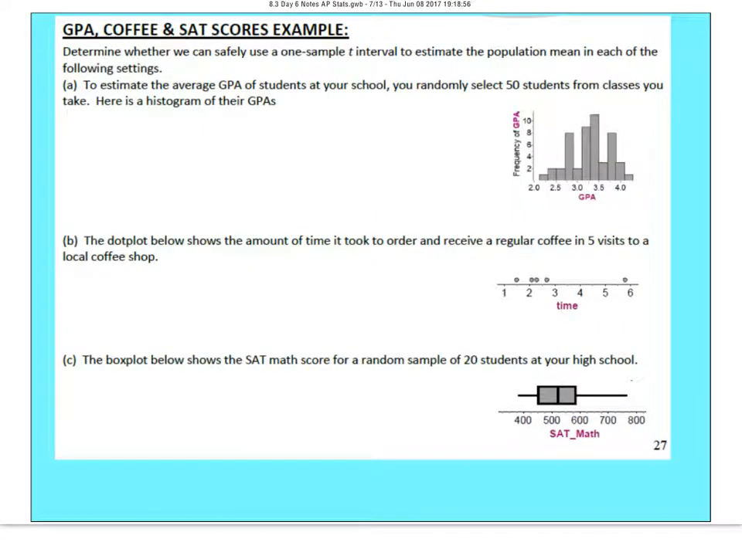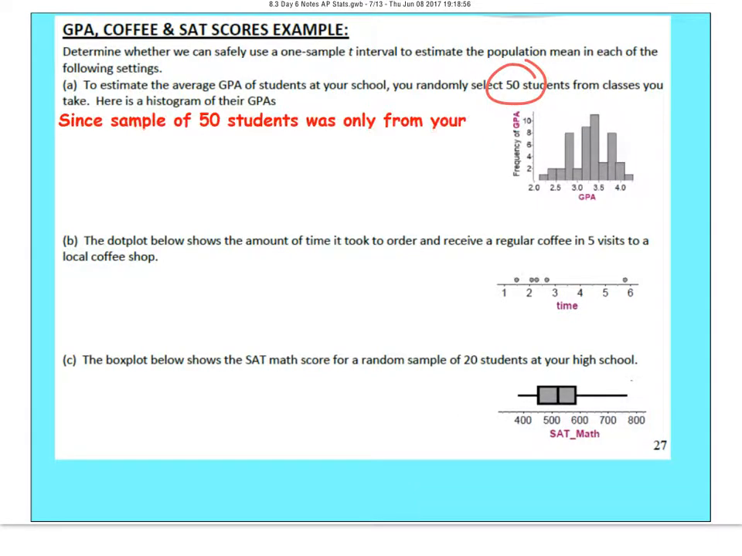So let's see if the conditions are met for any of these. Determine whether we can safely use a one-sample t-interval to estimate the population in each of the following. Here in example A, we want to estimate the average GPA of students at your school. We randomly select 50 students from your class, and we see a histogram of their GPAs at the right. Are we okay with the normal condition being met? Yes, because this is clearly greater than 30.